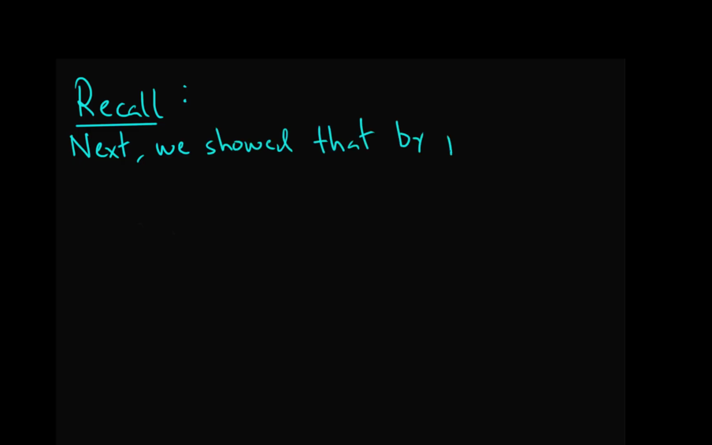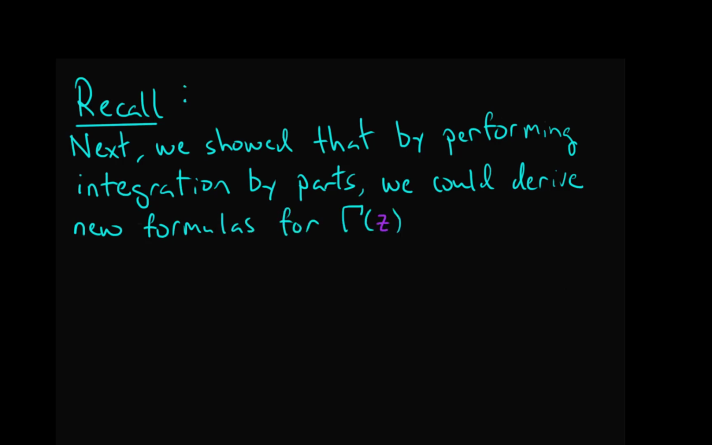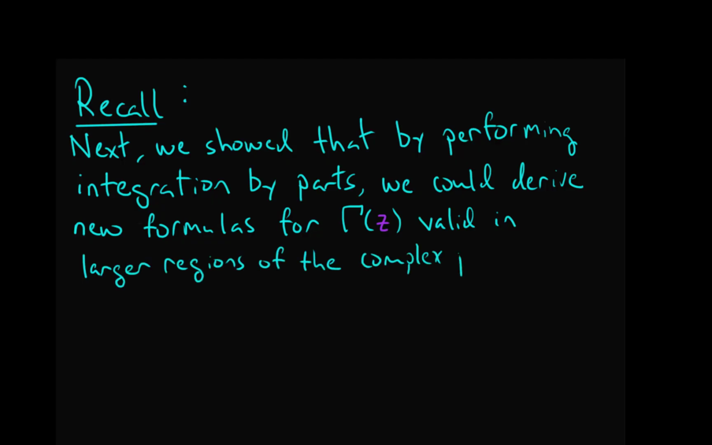But we then showed that by performing integration by parts on that expression for the gamma function, we could actually extend the definition of the gamma function. We could derive new formulas for gamma of z that were valid over increasingly large regions of the complex plane. And this was our first example of what we call analytic continuation.